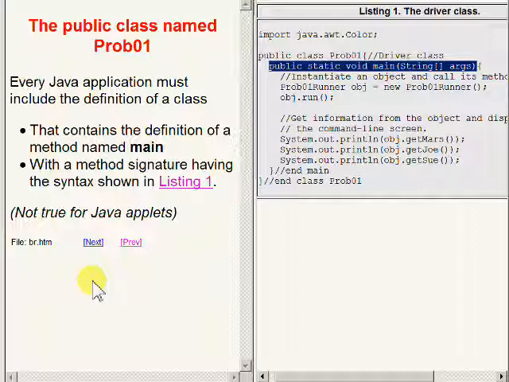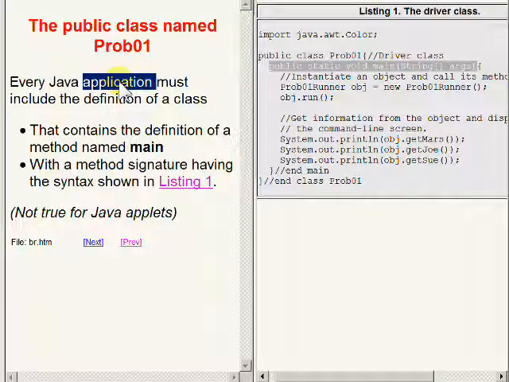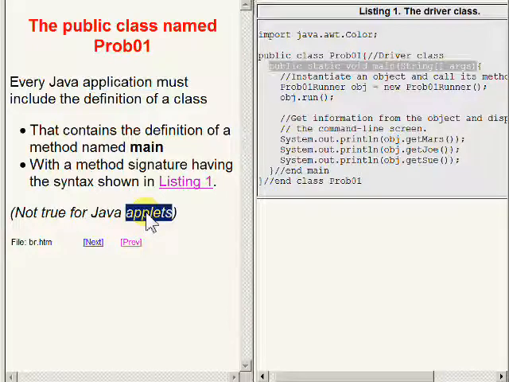I want to make one other point, and that is that there are several different kinds of programs that can be written with the Java programming language. In this course, we will deal specifically with applications. Another common type of Java program is an applet. The point is that when you write an applet, it is not necessary to provide a main method.